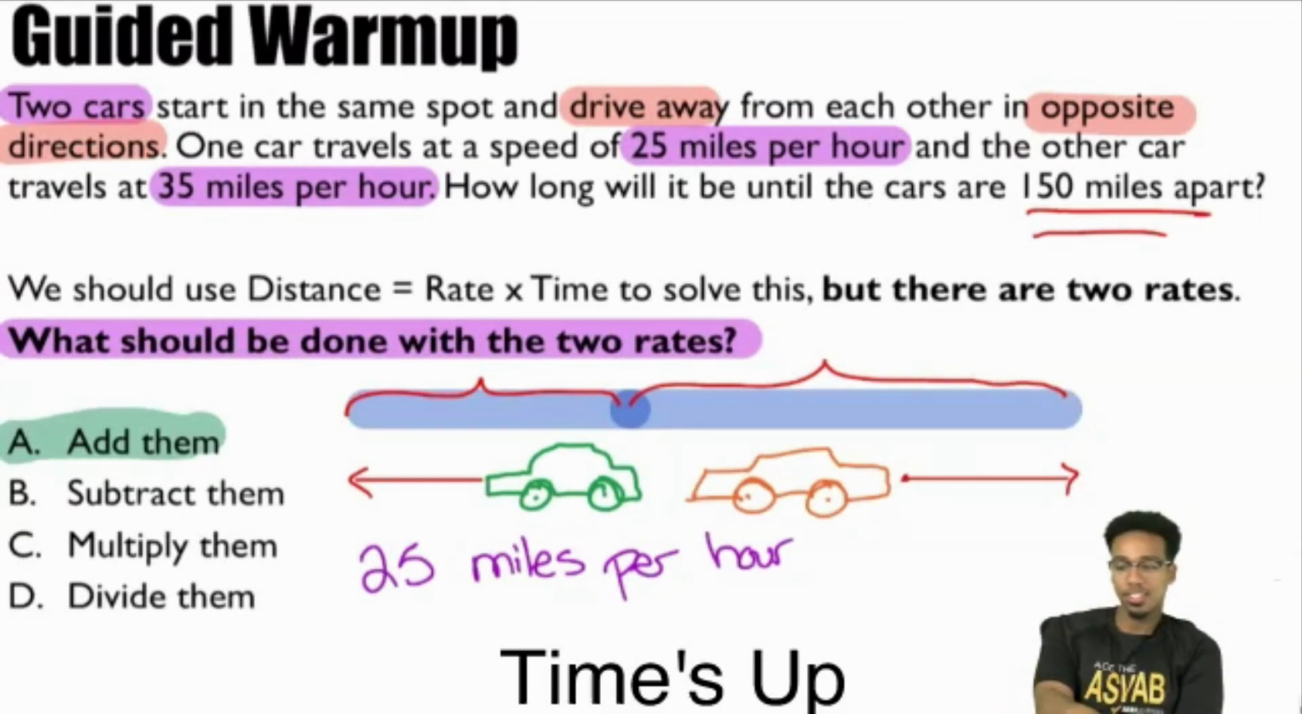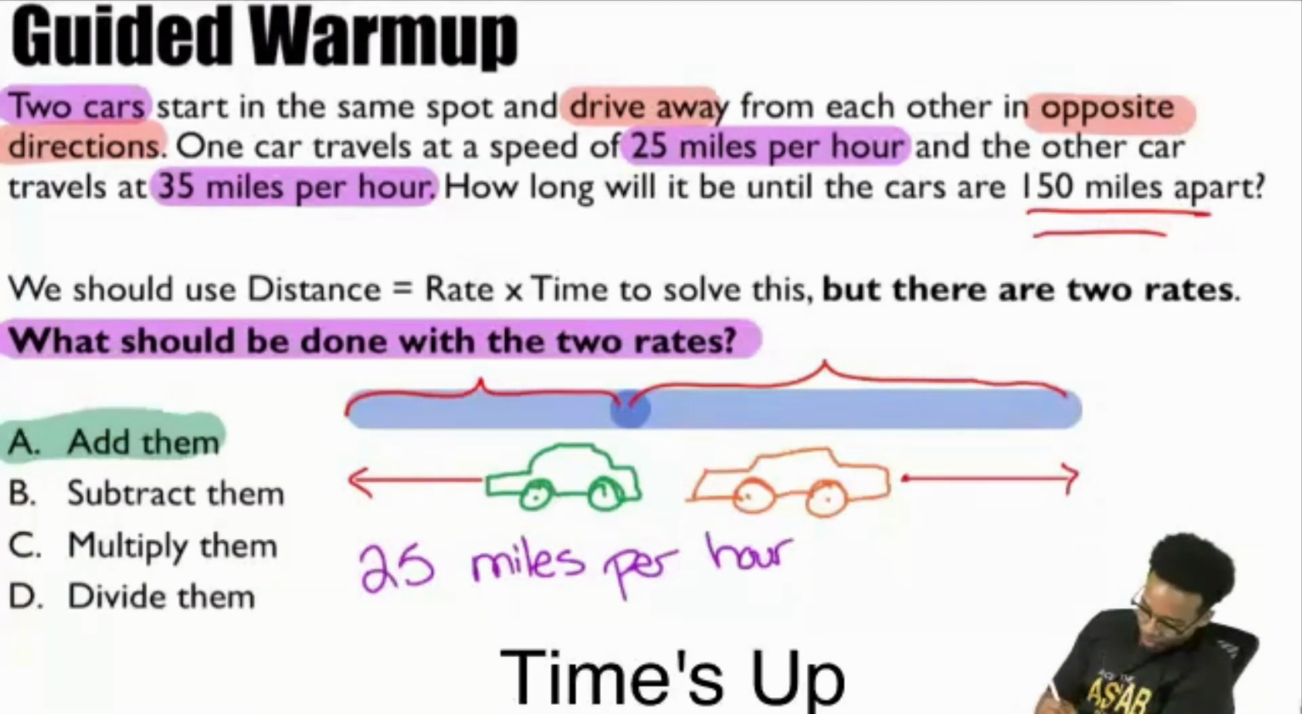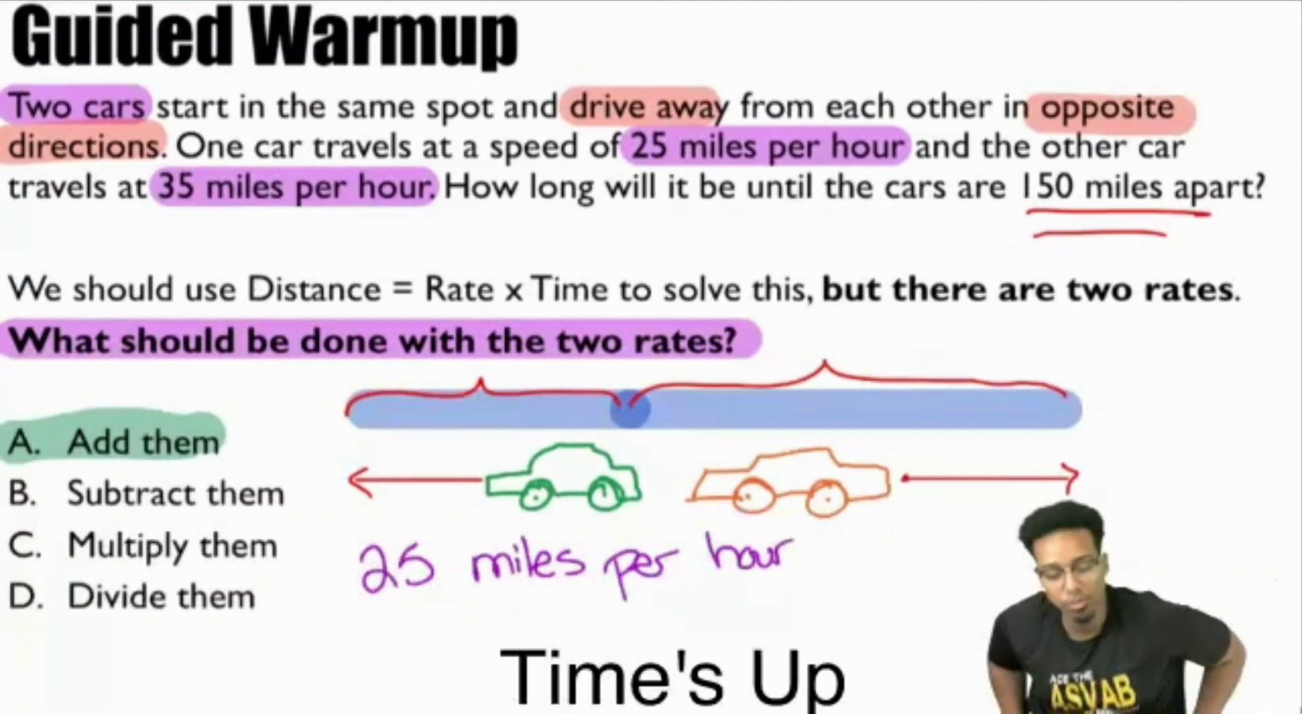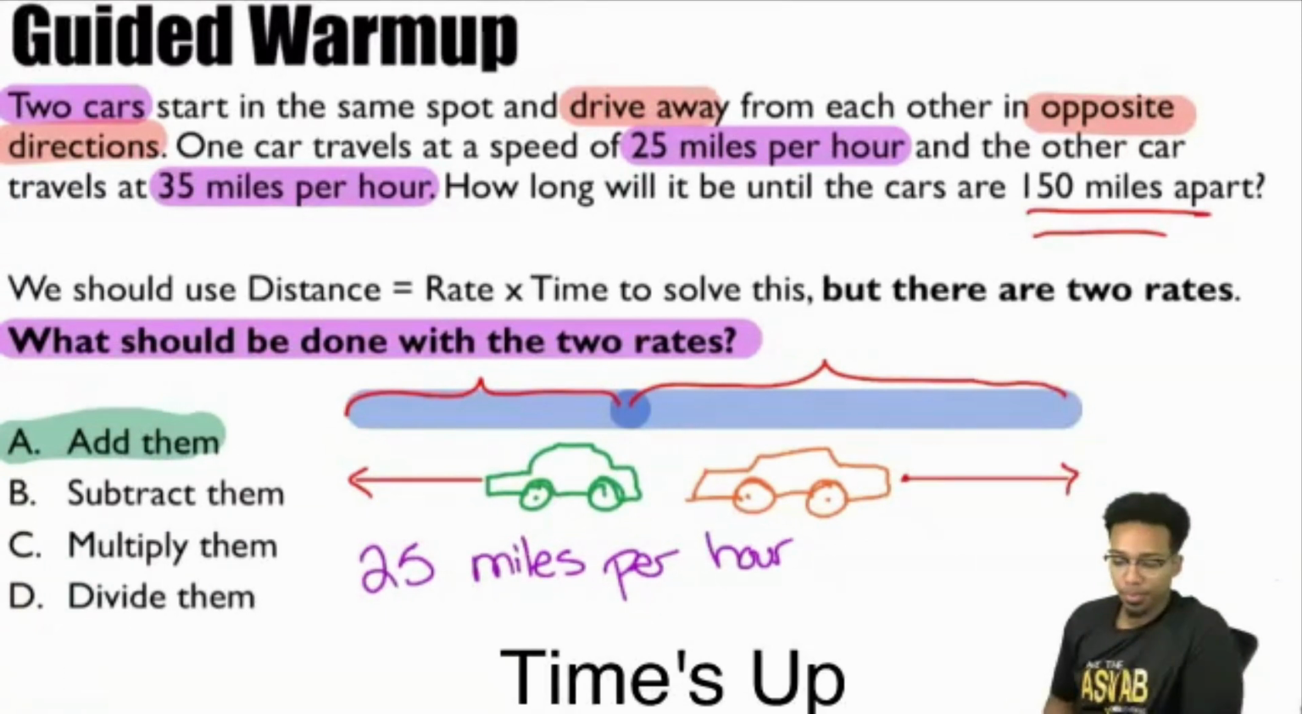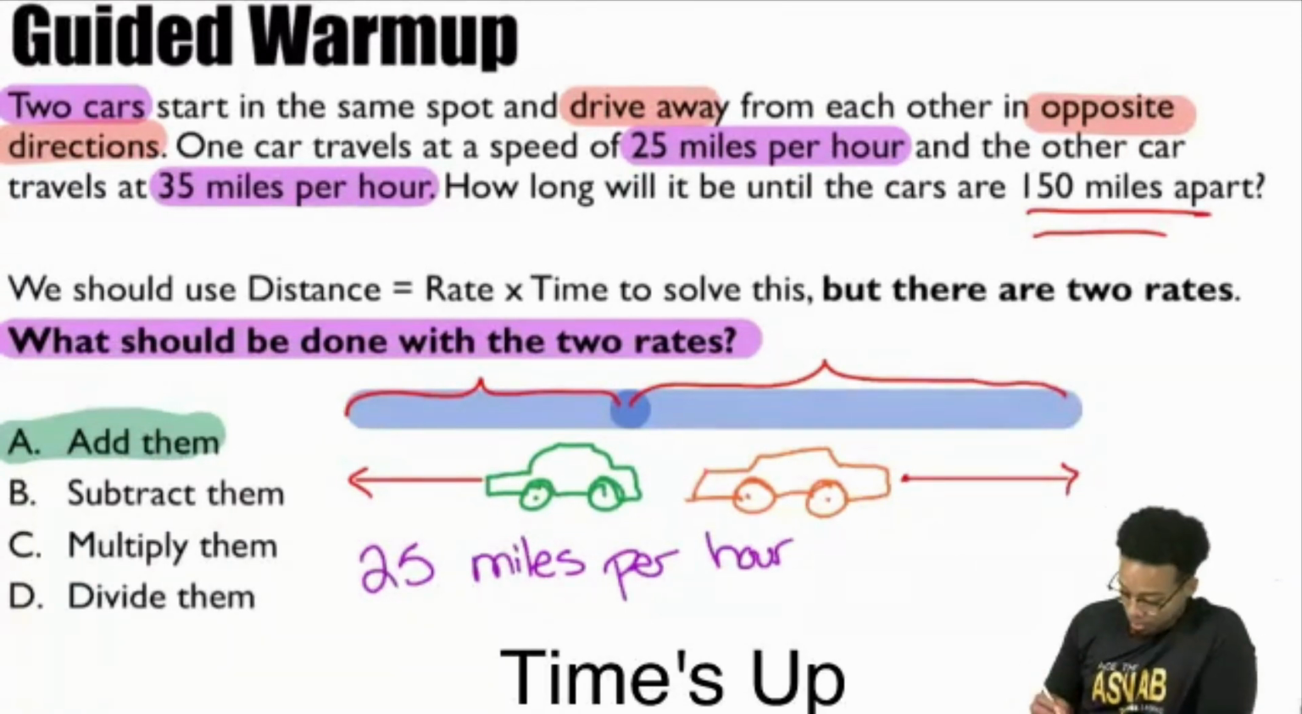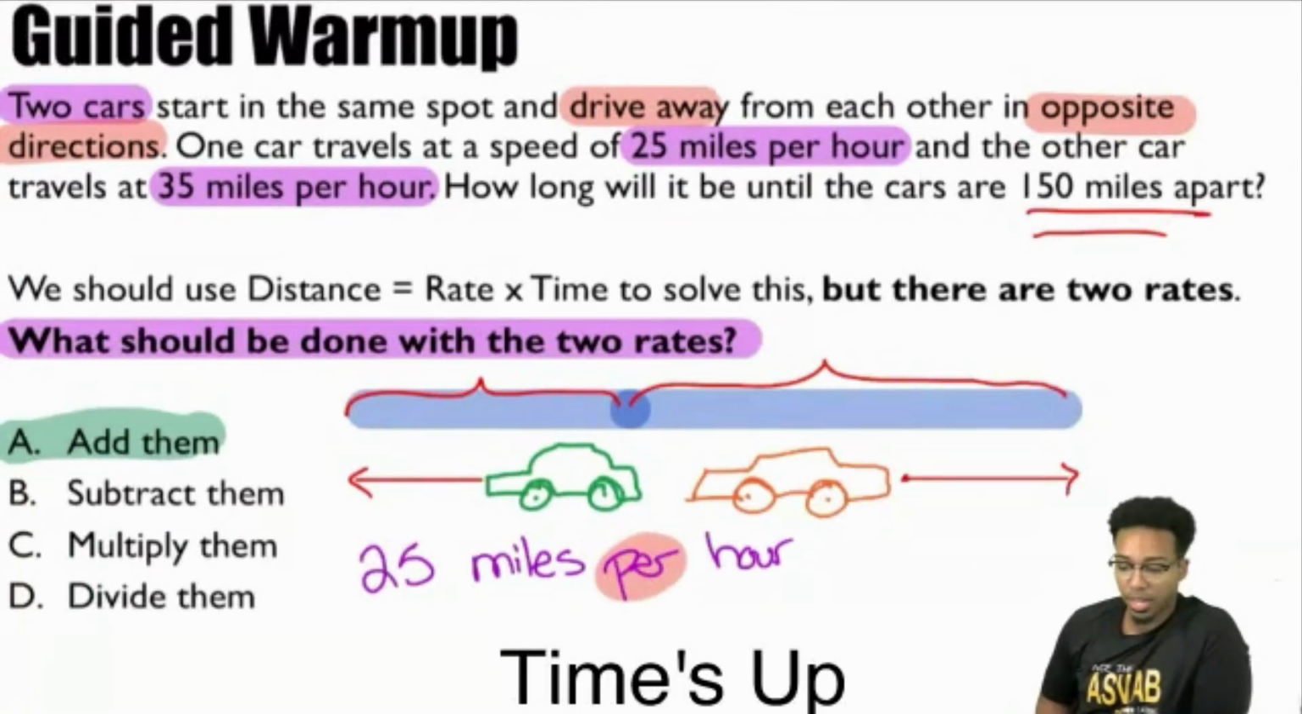This is absolutely a rate. What word gives away that we're dealing with a rate? The word per. Exactly. The word per is what gives it away. 25 miles per hour.